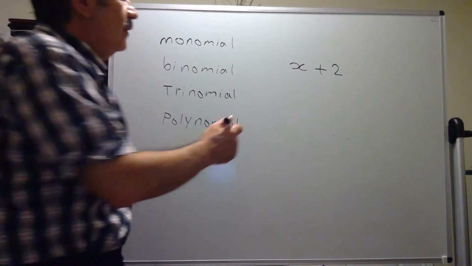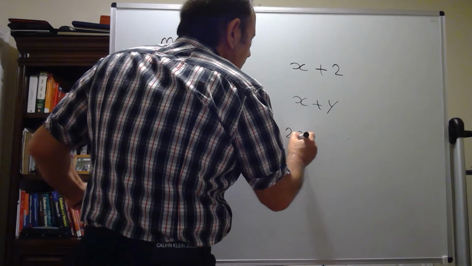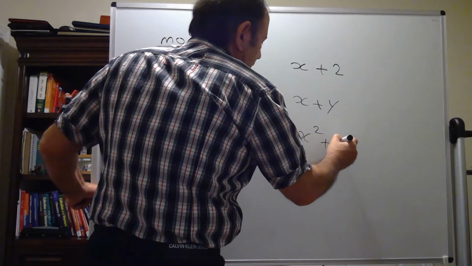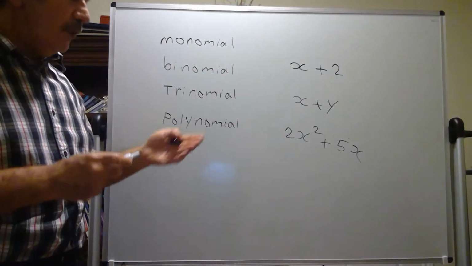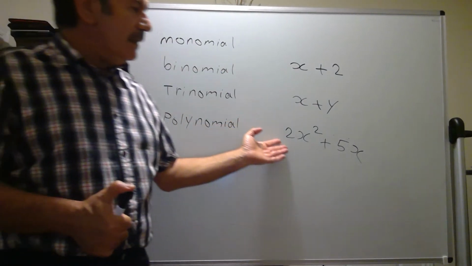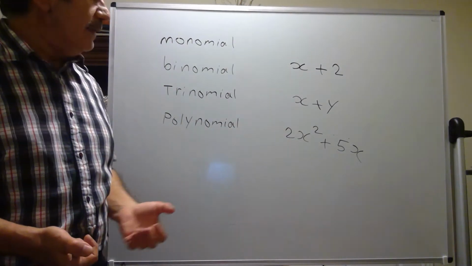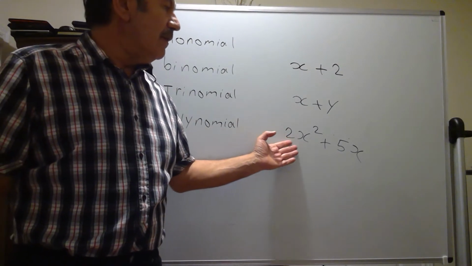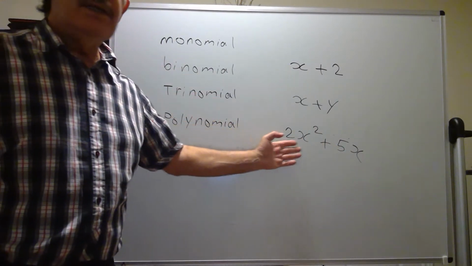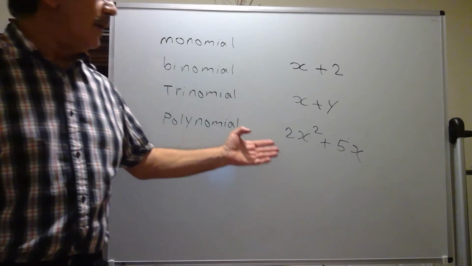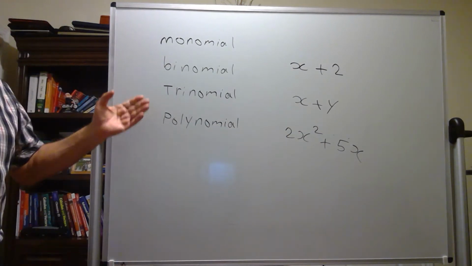Or x plus y, or 2x squared plus 5x. All of them are binomial because they are created with a combination of two monomials. Binomial is a combination of two monomials, addition or subtraction of two monomials.